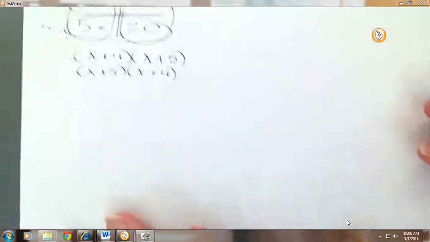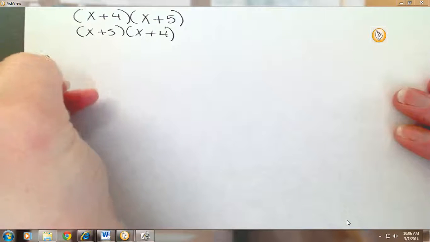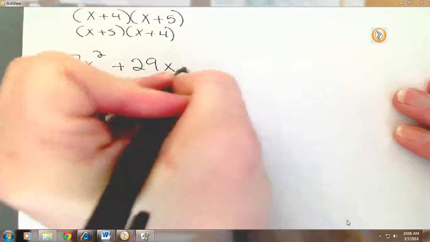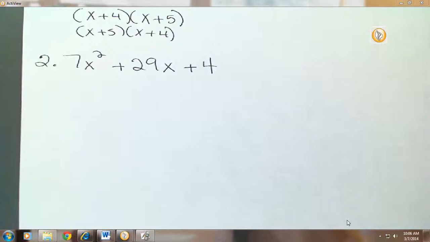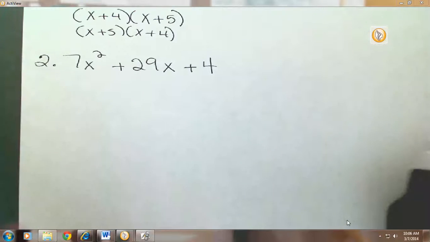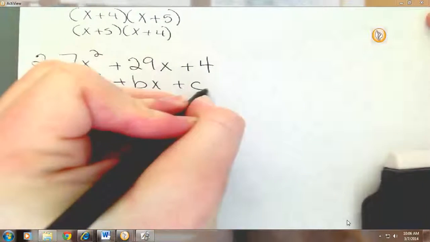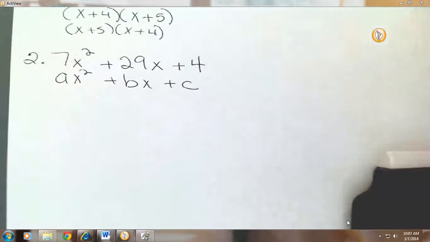Look at this example. 7x squared plus 29x plus 4. Now, you've got to make a decision. It's a trinomial. There's 3 terms, correct? So we need to decide, is this in the form of x squared plus bx plus c, or is it ax squared plus bx plus c? Ax squared. Okay, and again, that looks like this. Ax squared plus bx plus c. It's got that number in front of x squared, doesn't it?